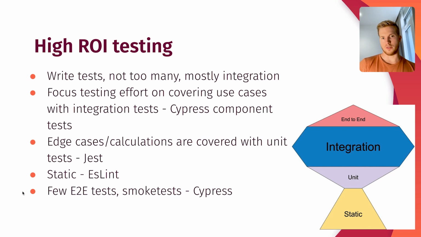You want to focus your testing effort on covering use cases with integration tests, which basically means you're going to run on the whole front end, at least for that part you're testing. And then you're going to stub out the backend. I like to use Cypress component tests for that because it's running in a real browser, and it's an easy way to set up a test just for that specific smart component you want to test. Then we've got edge cases and calculations, which are covered with unit tests. I like to use Jest for that.